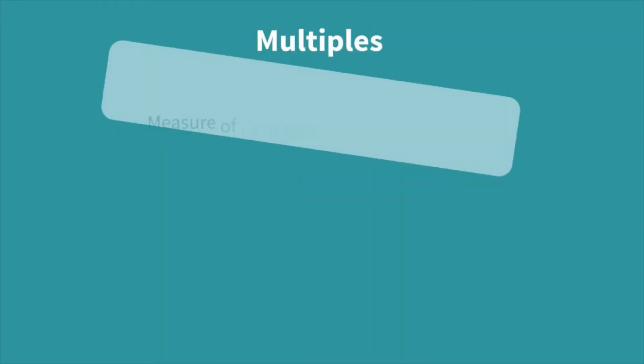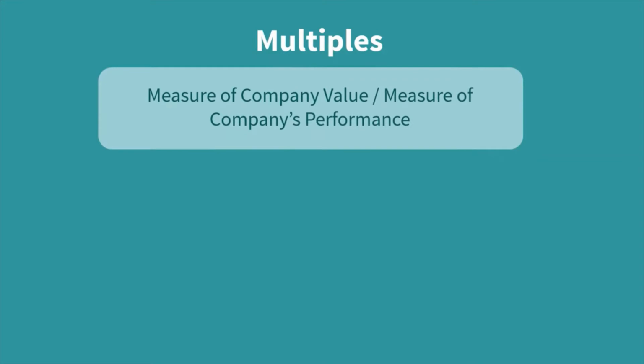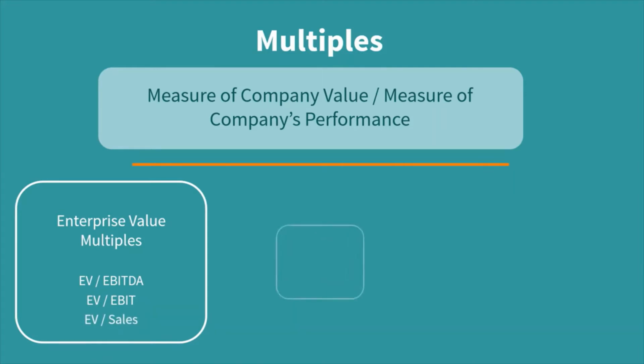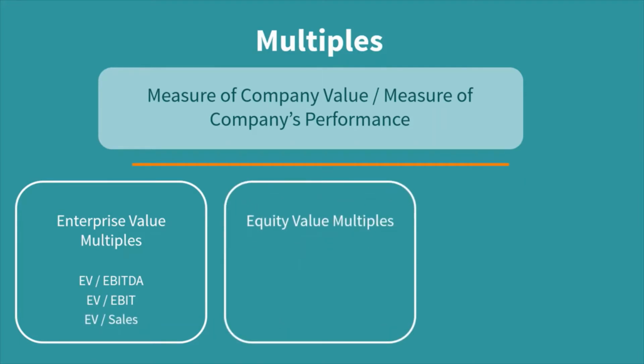The multiples that you would look at are the measure of a company's value over the measure of a company's performance. And there's different types of multiples. There's the enterprise value multiples, which take the enterprise value over the company's performance, which is relative to the whole capital structure of the company. So EV to EBITDA is one, EV to EBIT is another, and for example, the third would be EV to sales. And then there's equity value multiples, which look at just the equity portion of the capital structure. So, as the name implies, you'd be looking at price to earnings or price to book.